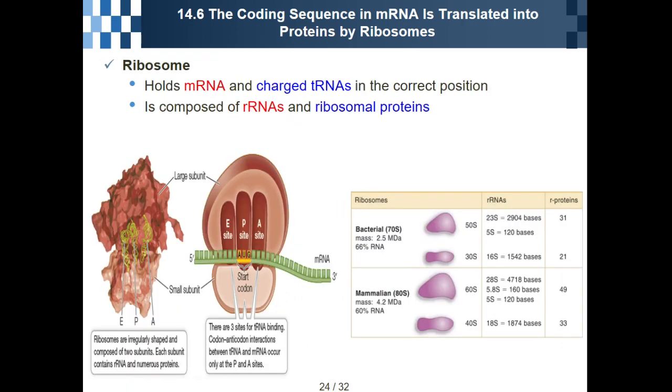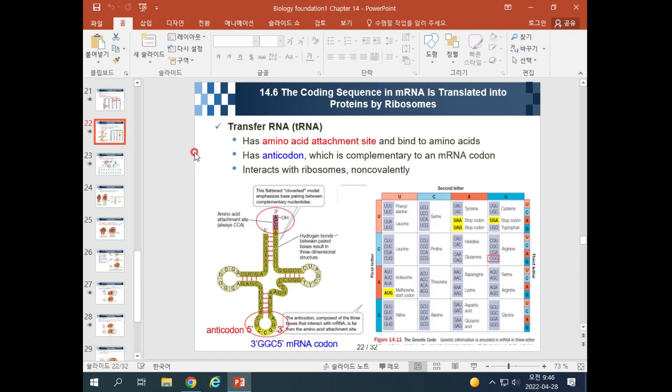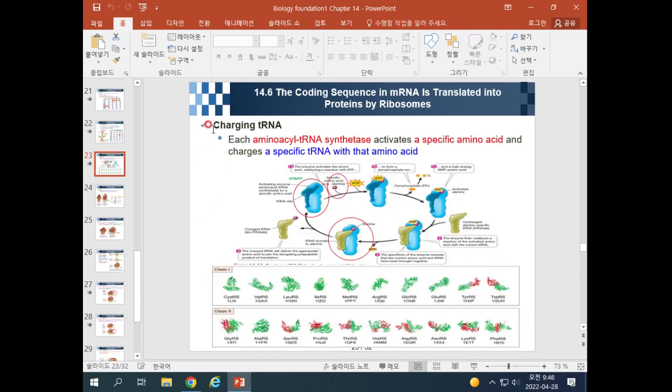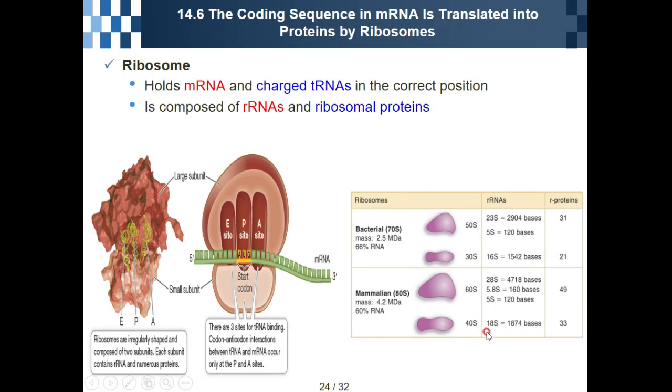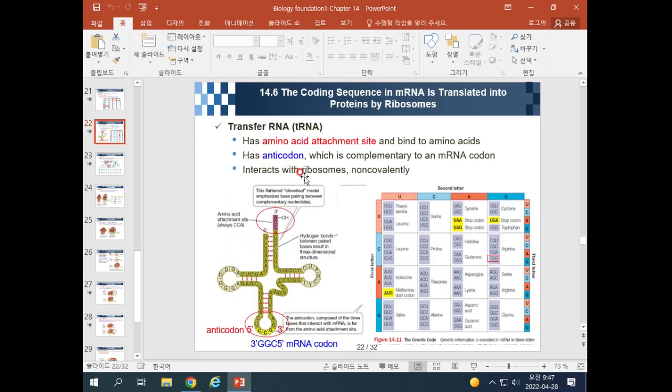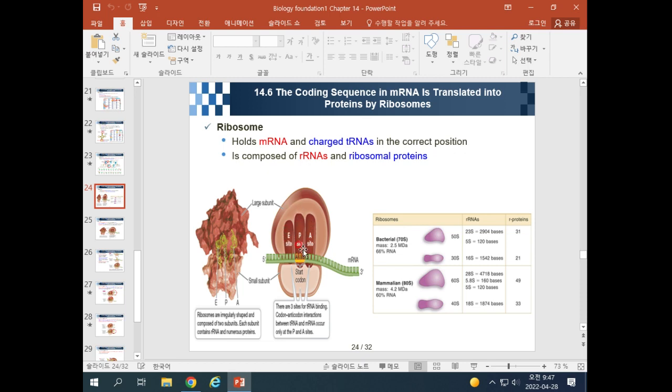After that, we will also learn some basic knowledge of the ribosome. To teach translation, I have to teach some fundamentals. First, the tRNA. Second, the tRNA charging procedure. Finally, the ribosome. The ribosome is composed of a large subunit and a small subunit, with an E site, P site, and A site. The main function of the ribosome is to hold mRNA and tRNA. The tRNA can interact with the ribosome non-covalently, binding here, here, and here.